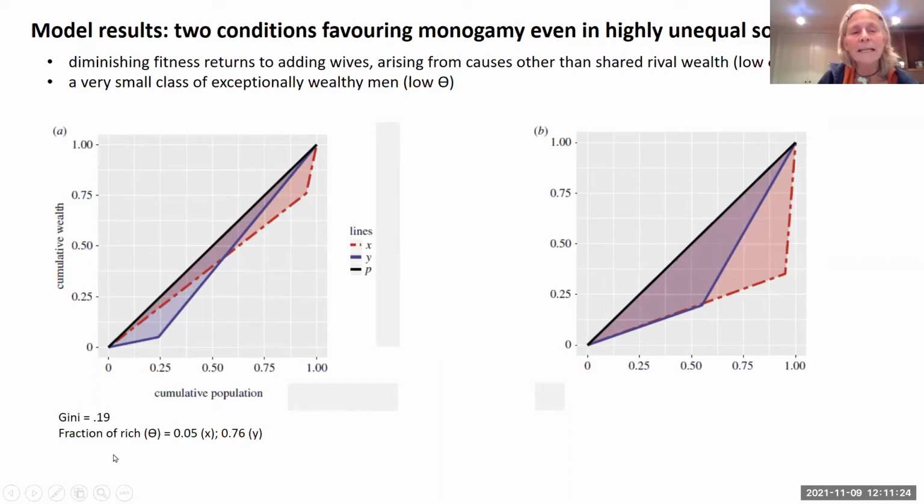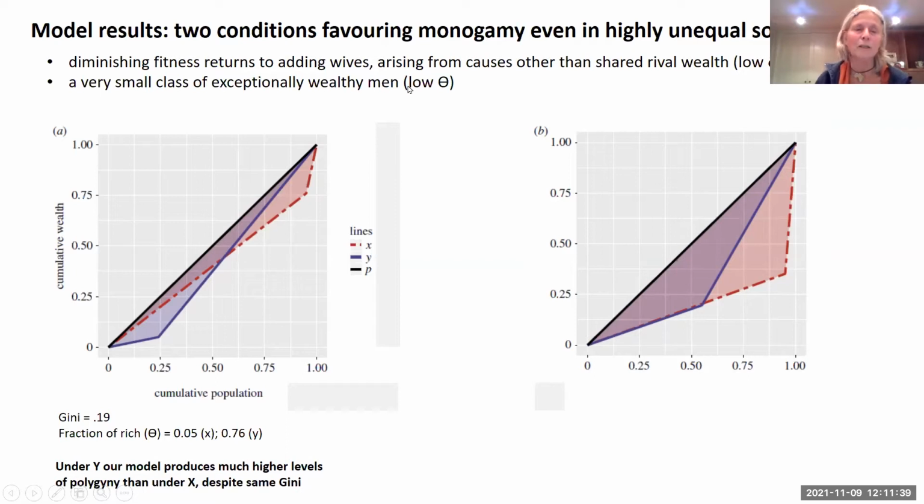And if you basically feed this population structure into our model, you'll find that you get much higher levels of polygyny under X than you do under Y, despite the same Gini. And this is because of basically the dynamics I talked about here, that these guys just can't marry enough wives to effectively increase their, well, they can marry them, or at least they have the wealth to, but they don't get the fitness returns. So, it being a two-way, mutual mate choice model, the women are not willing to marry them.